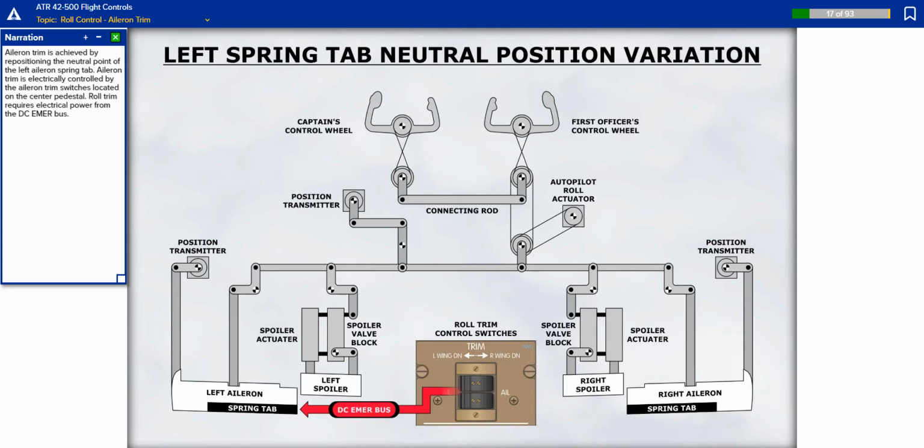Aileron trim is achieved by repositioning the neutral point of the left aileron spring tab. Aileron trim is electrically controlled by the aileron trim switches located on the center pedestal. Roll trim requires electrical power from the DC emergency bus.